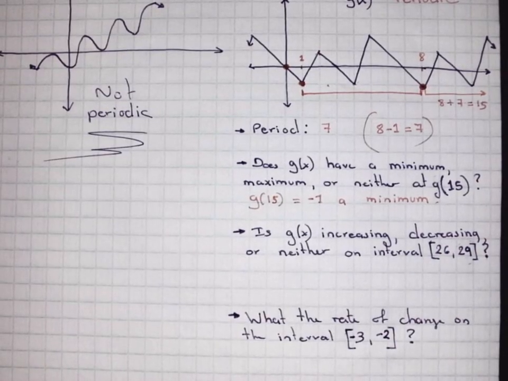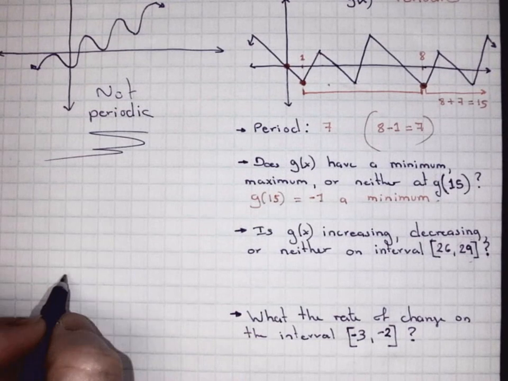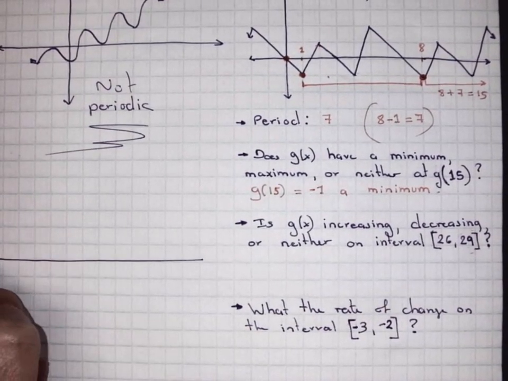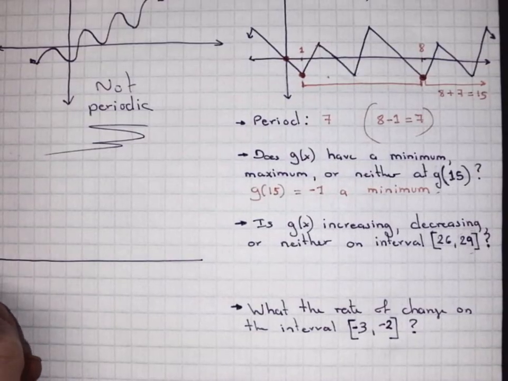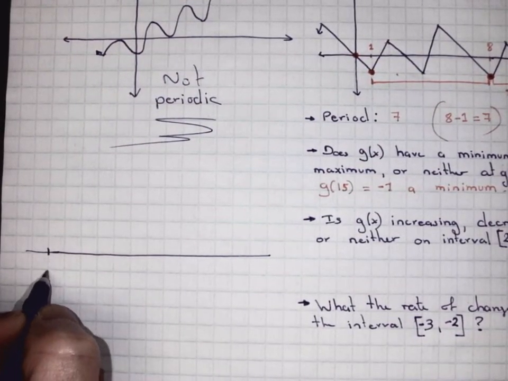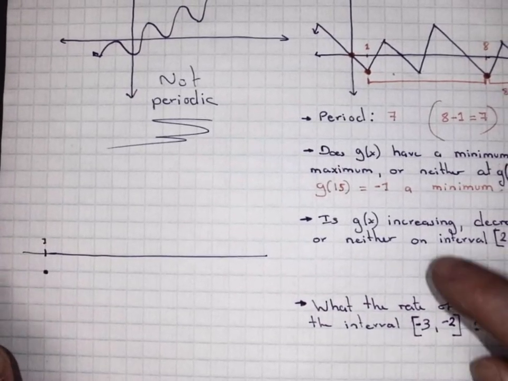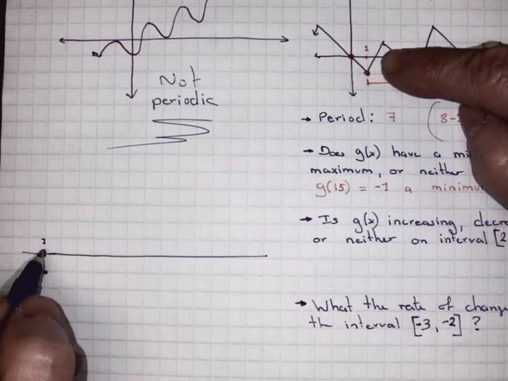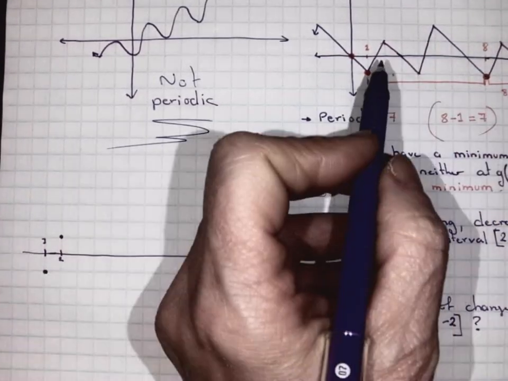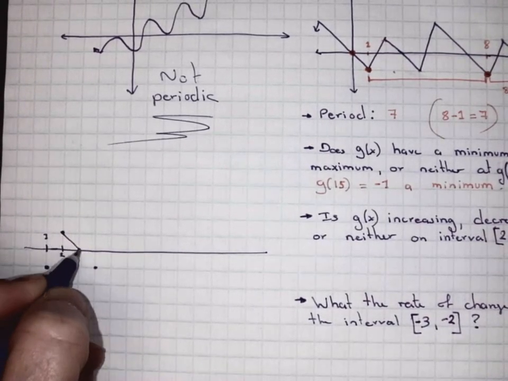So let's see. At 1, I'm at the minimum of -1. Then I'm going up 2 over 1, so at 2, I'm there. Then I'm going down 1 over 1, down 1 over 1, so I'll be right there.